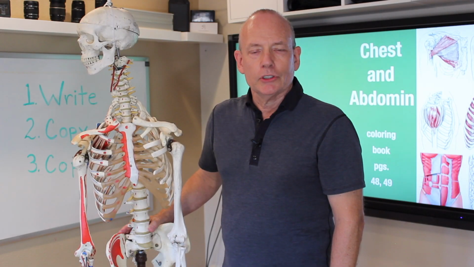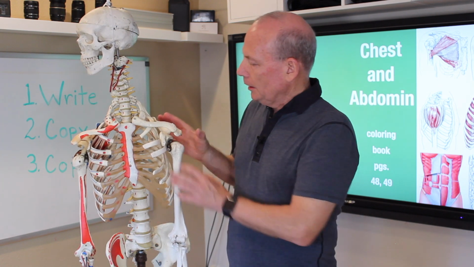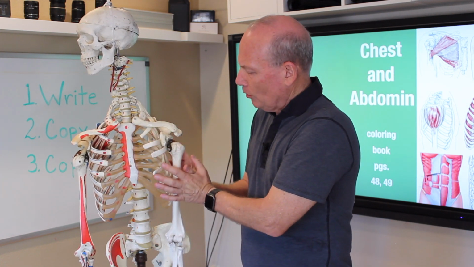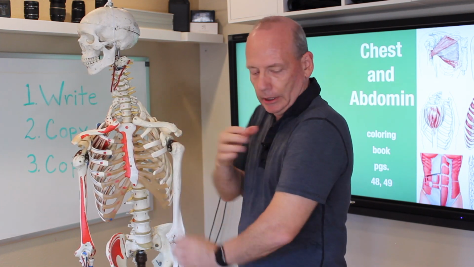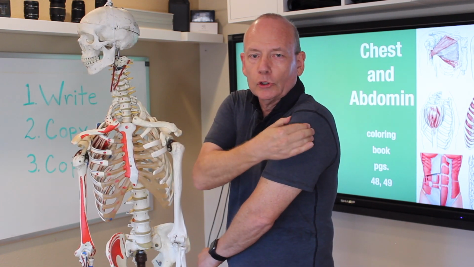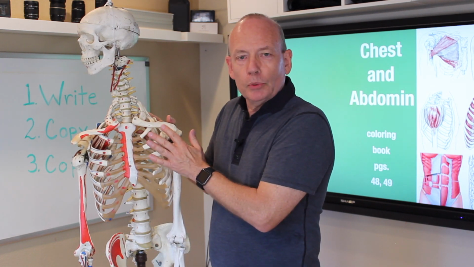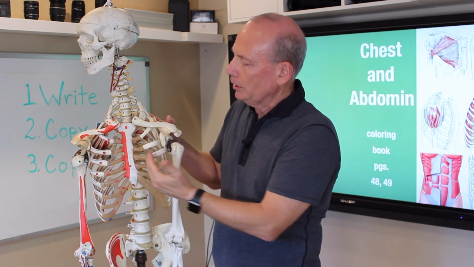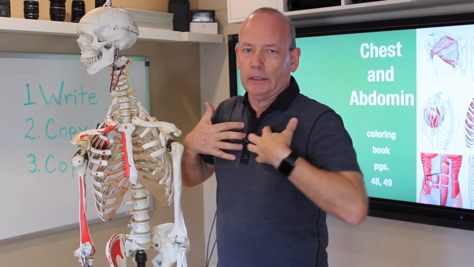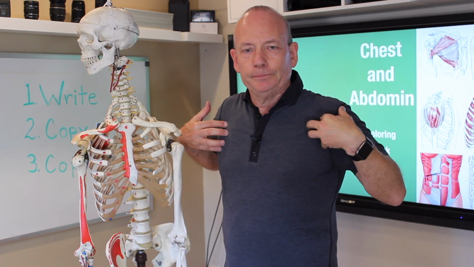The muscles of the chest and abdomen include the deltoids. The deltoids come around and cover the shoulder, from here to here. These are the deltoids covering the shoulder. The most superficial muscle of the chest is the pectoralis major.